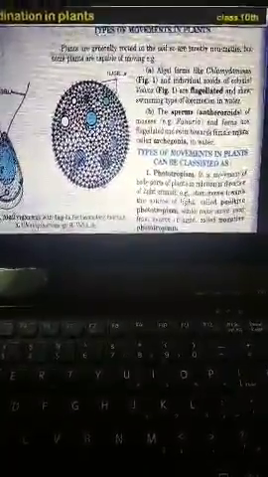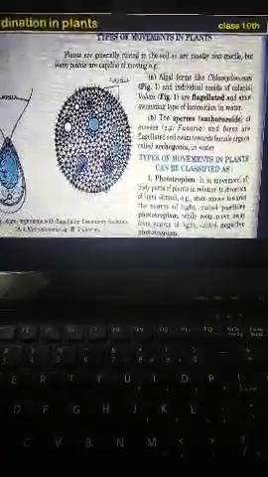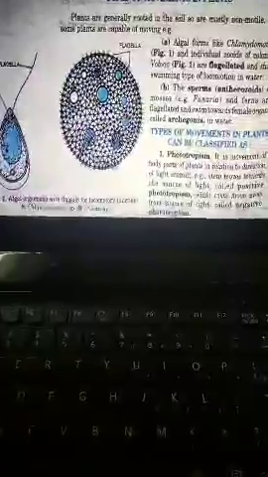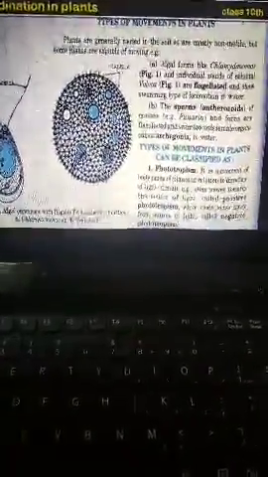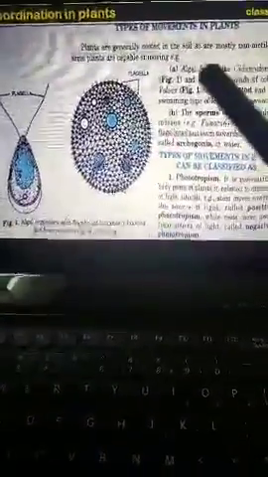Thus they respond in a limited way to different stimuli. Plants, as we know, are fixed in soil, so they cannot avoid various stimuli by moving away. Still, plants show positive or negative responses to light, water, gravity and touch. Today we'll first see the types of movements in plants.